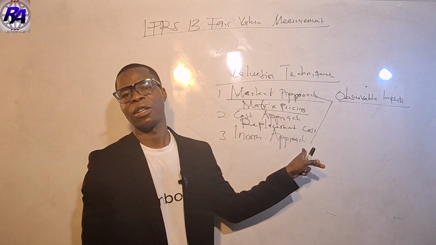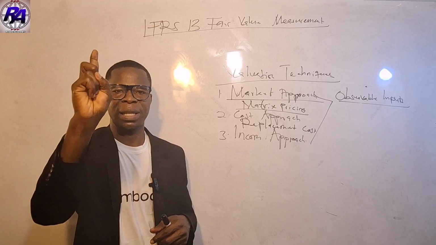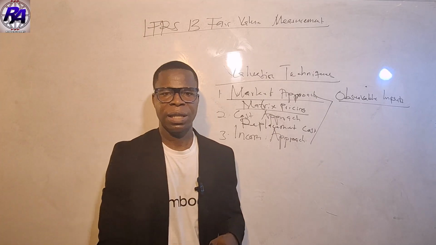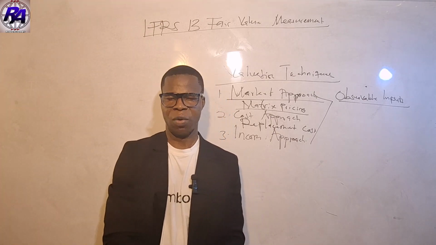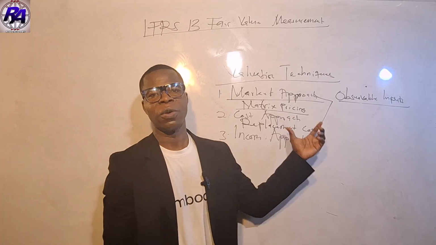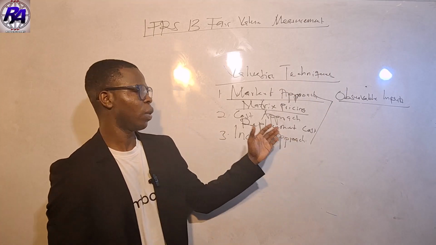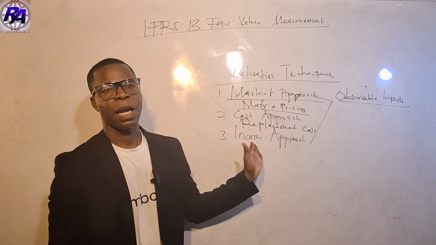Then the income approach has to do with you converting the future cash flows into a single present or current amount or present value. So if you discount your future cash flows of the asset into a present amount, then we are looking at the income approach.